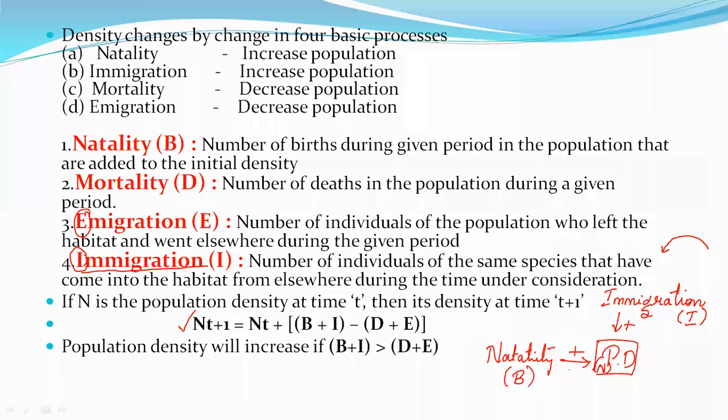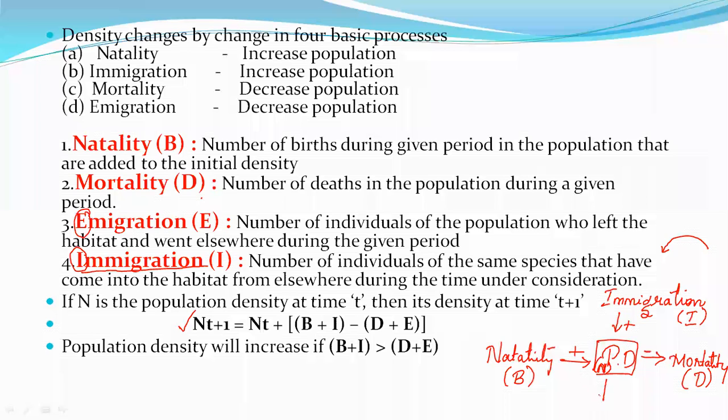Now here natality and immigration make up this N value, this population density. Now what about mortality? This is termed as D, mortality, the death rate, number of deaths in a population during a given period. Mortality is nothing but death. Whether there is an increase or decrease in population? Decrease in population, yes, very good. So we'll take it as minus.